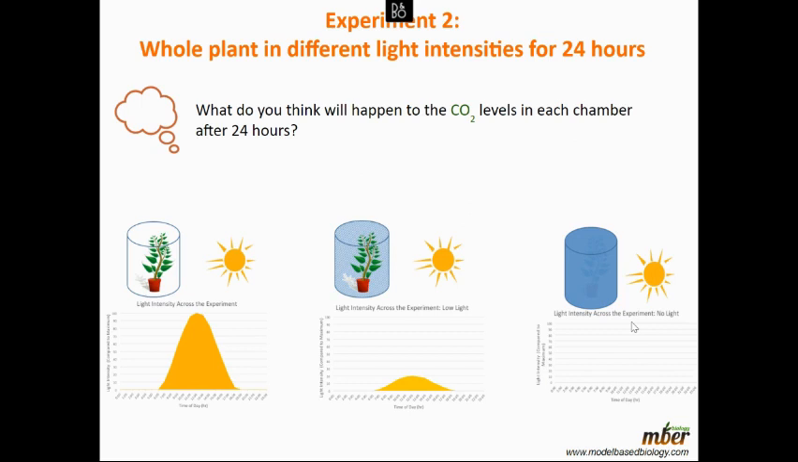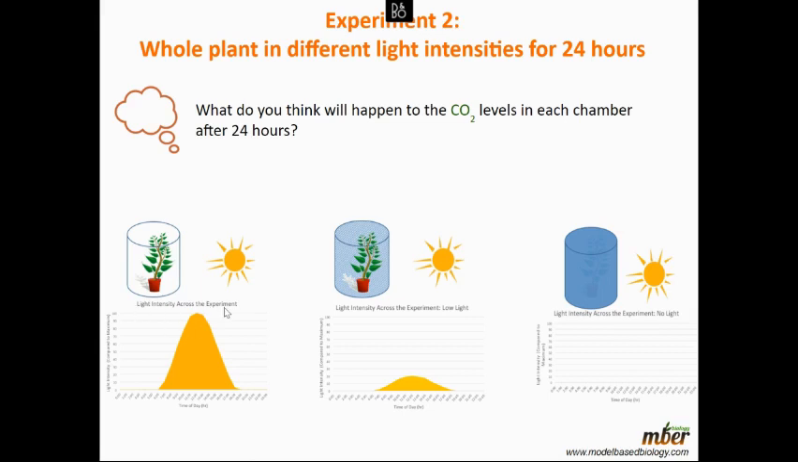And then here's experiment 2, where they put the whole plant in different light intensities for 24 hours. So instead of the light changing, they just kept it in the light to see what was going to go on. So what do you think will happen to the carbon dioxide levels in each chamber after 24 hours?